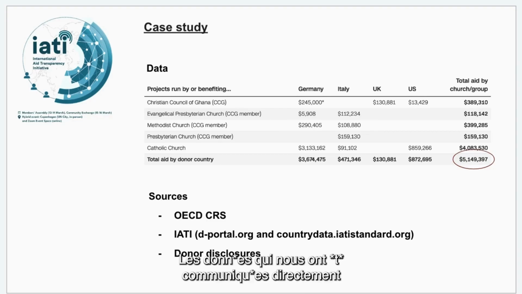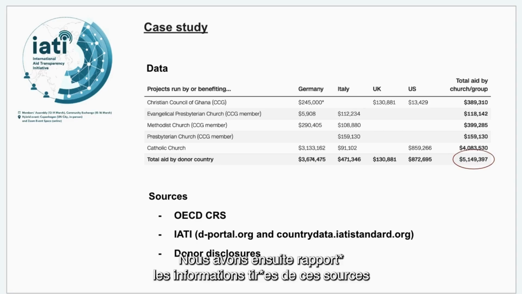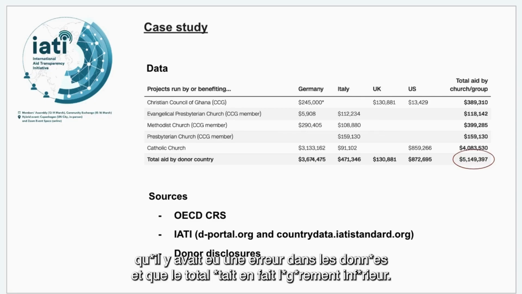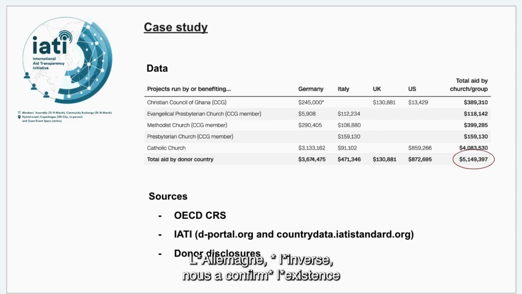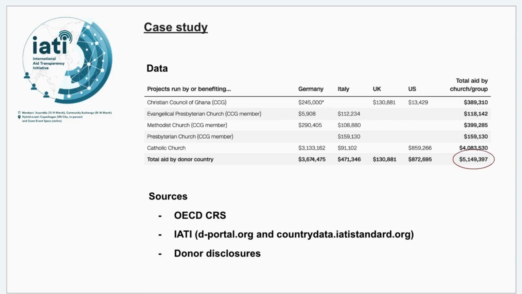But then also an important source of information here was donor disclosures direct to us. So we brought our findings from the data sources to each of the relevant donors and intermediary organizations. And in the case of the US, for example, we were told that there had been an error in the data and that the real total was a bit less. Germany, meanwhile, provided confirmation of other funding that we hadn't found in the data.